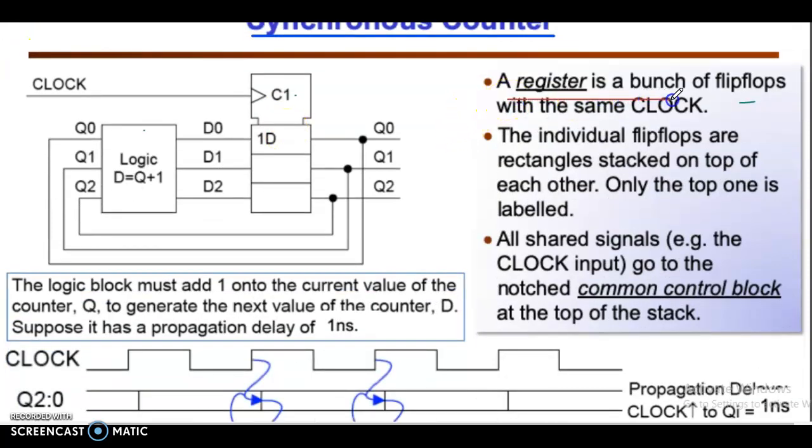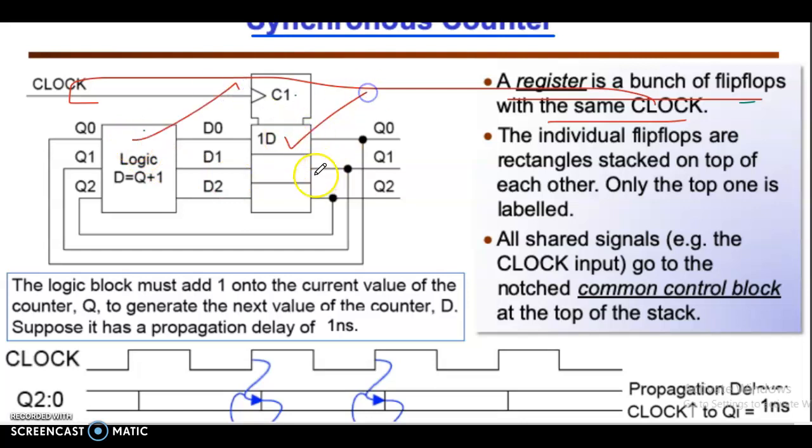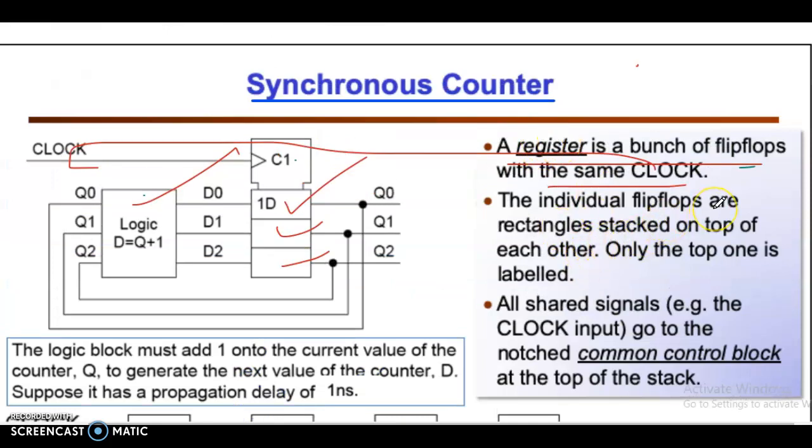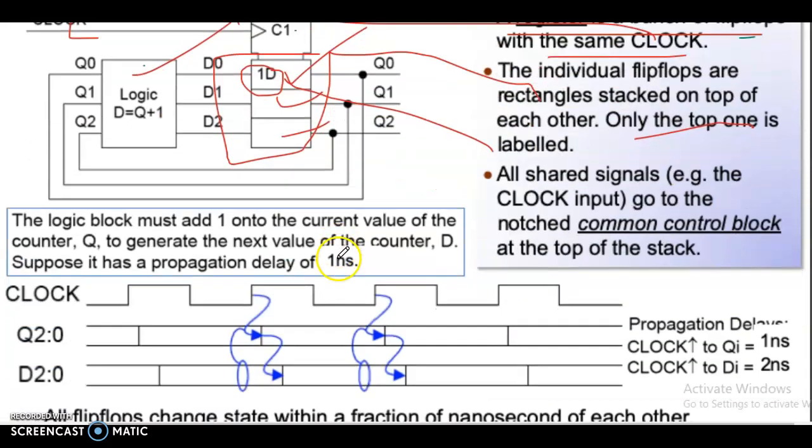A register is a bunch of flip-flops with the same clock. This is what flip-flops look like. The individual flip-flops are rectangles stacked on top of each other. Only the top one is labeled here, 1D.